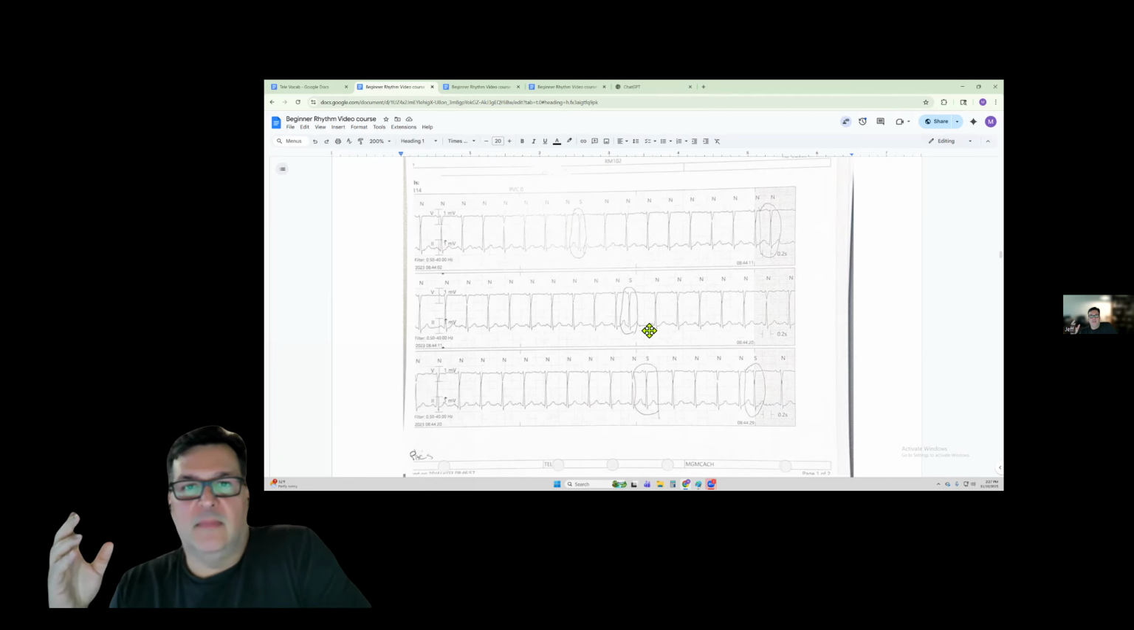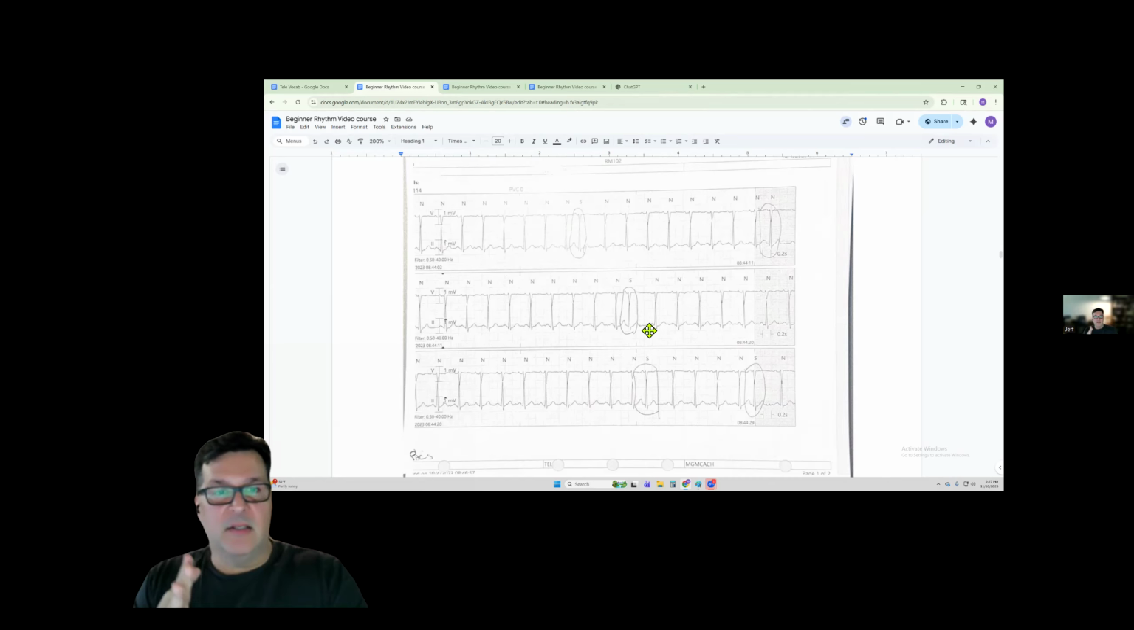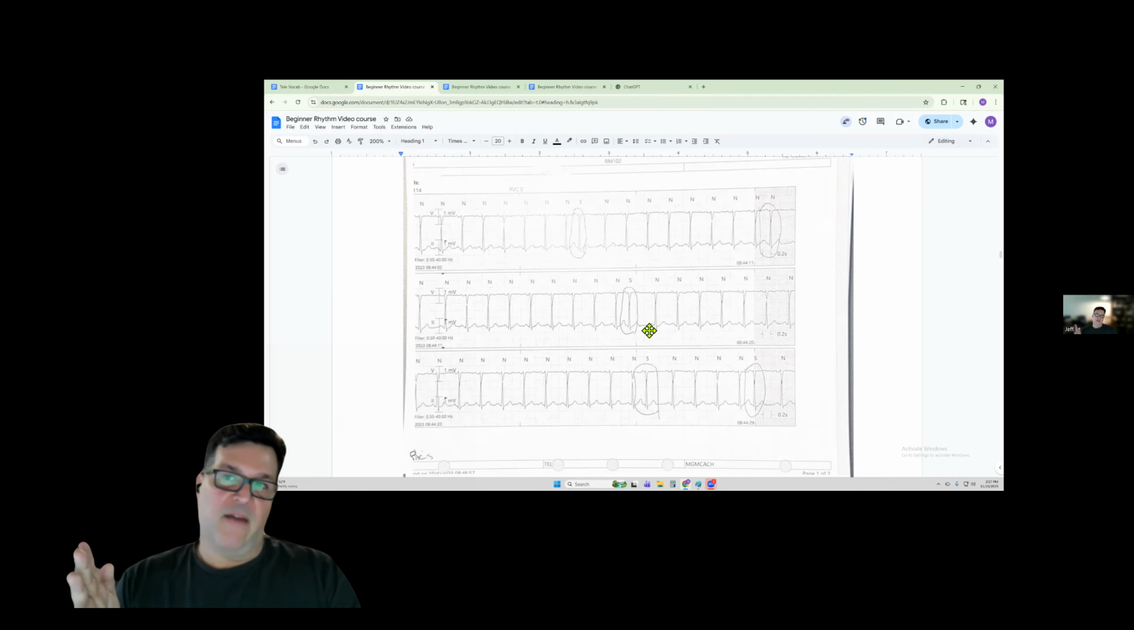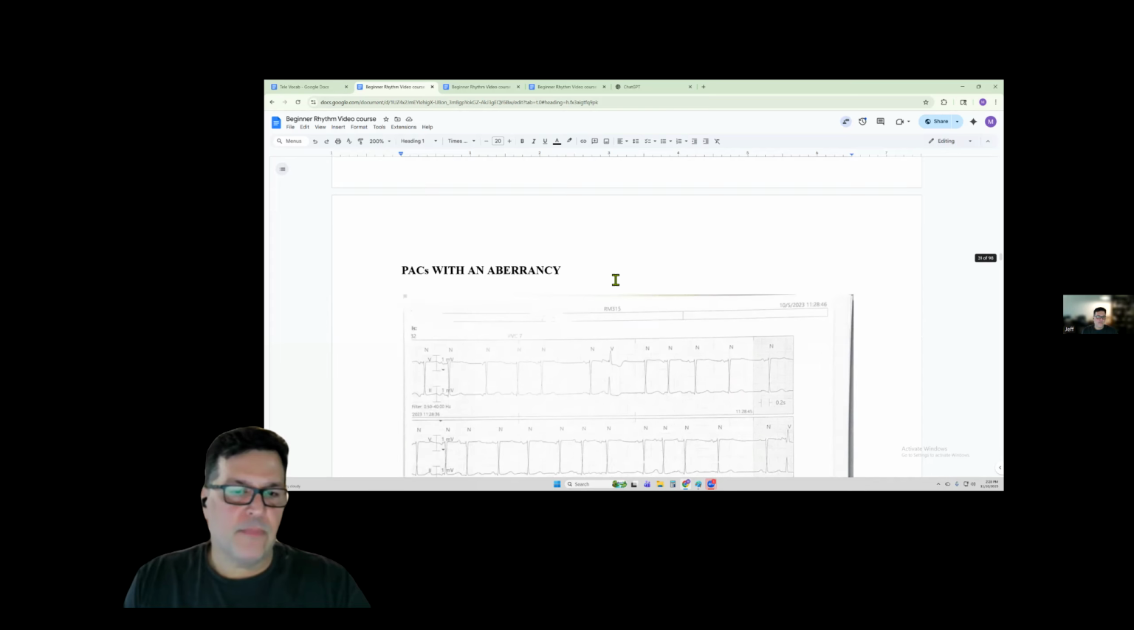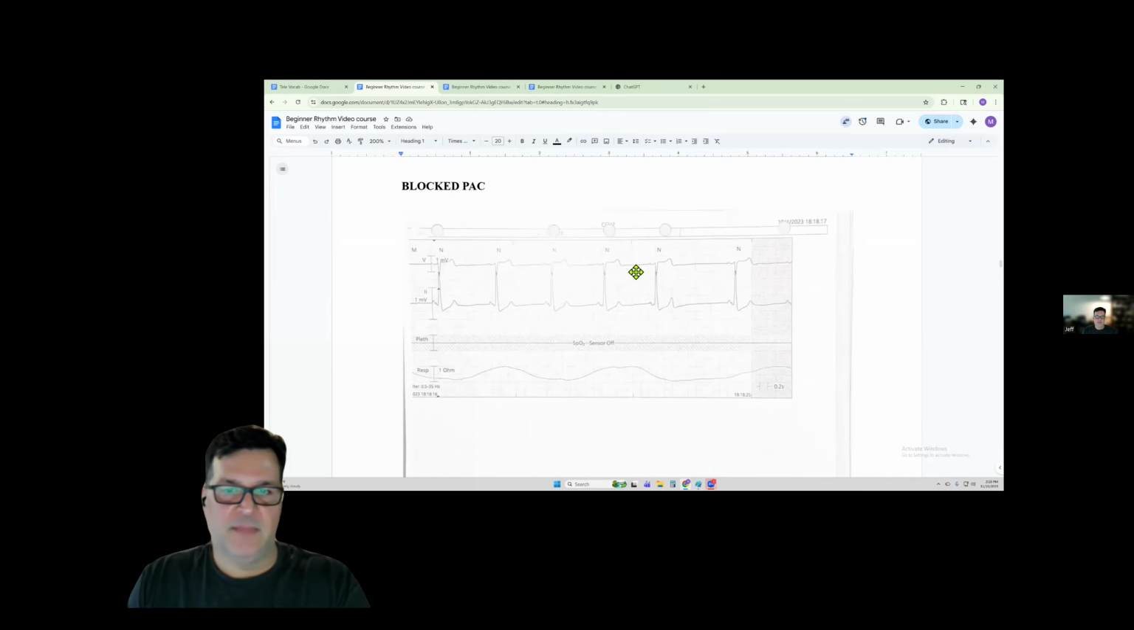So PACs are excited cells in the atrial chamber, right? So you have sinus with that P wave, and then you have that excited cell in the atrial chamber where you have a premature atrial contraction. So you have that early beat. And then you can have a different P wave with that PAC, right? Because it's no longer coming from the SA node, it's coming from the atrial chamber. So there is a thing called blocked PACs.